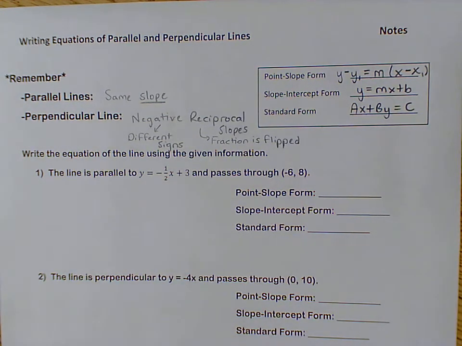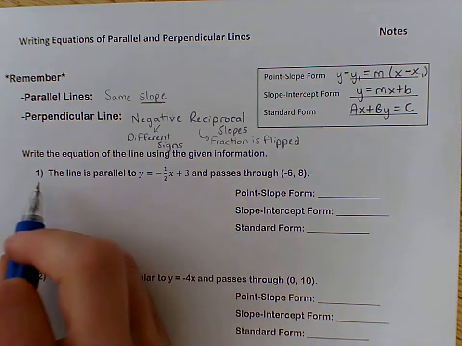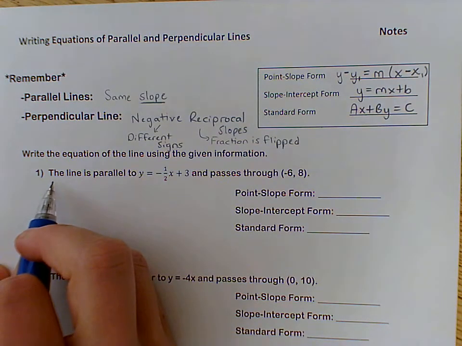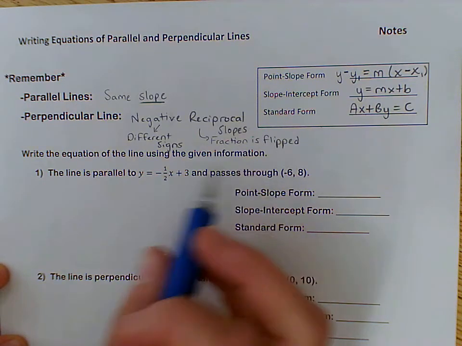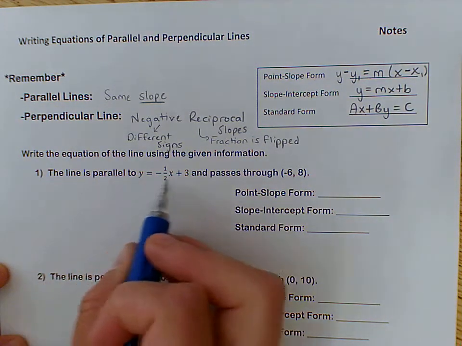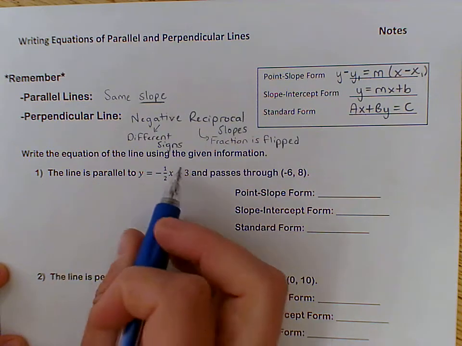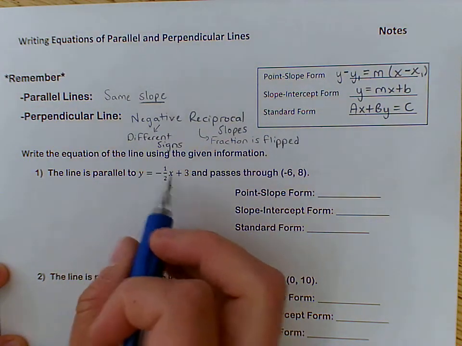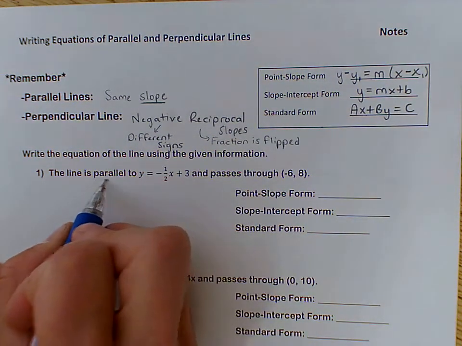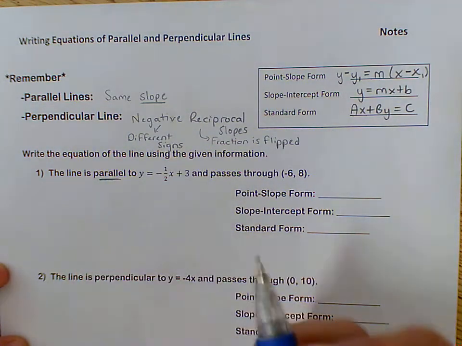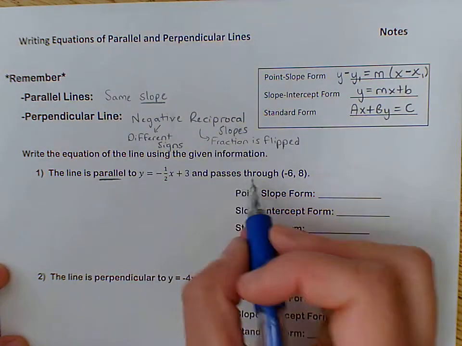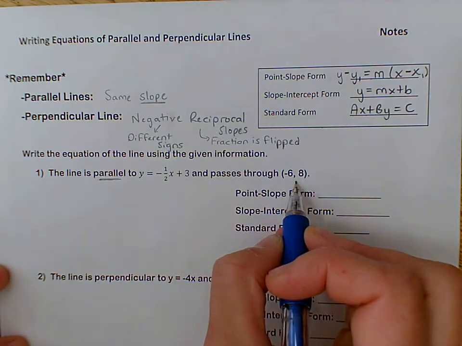So we're going to just work through a couple examples so you can see how these problems are to be done. All right, so number one, it says you're going to write the equation of the line using the given information. It says the line is parallel to this line right here. So notice this is not the equation of the line. It's saying that the line that you're writing the equation for is parallel to this line. And then it says that the line that you're writing the equation for passes through that point.